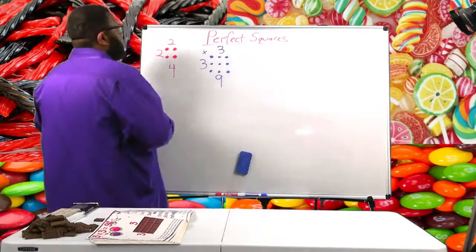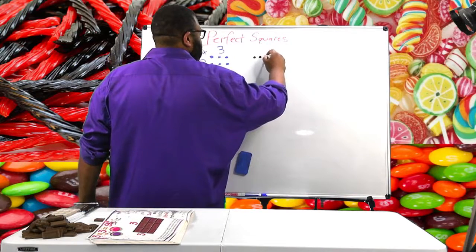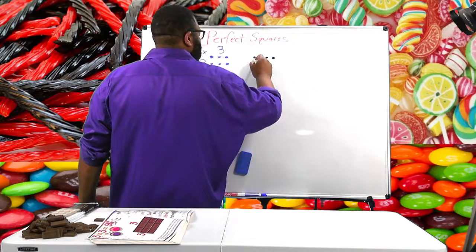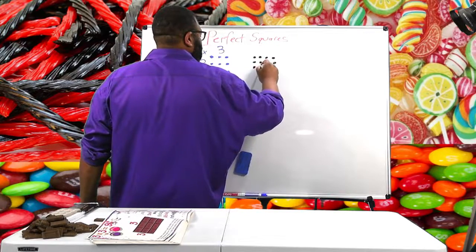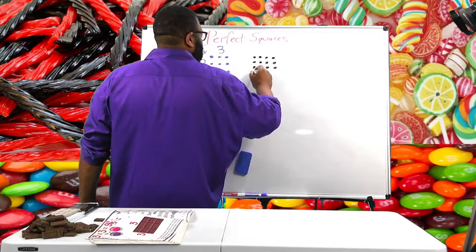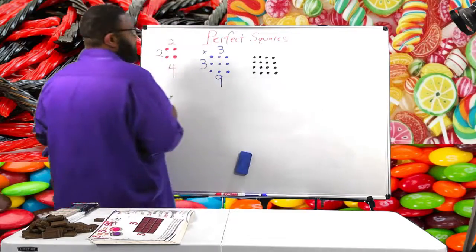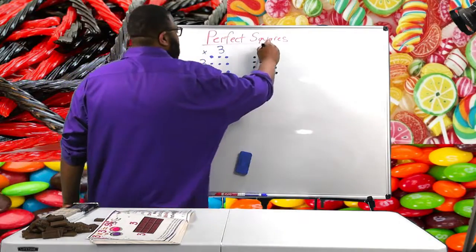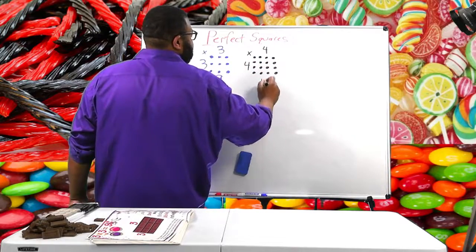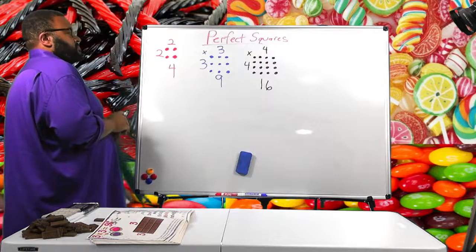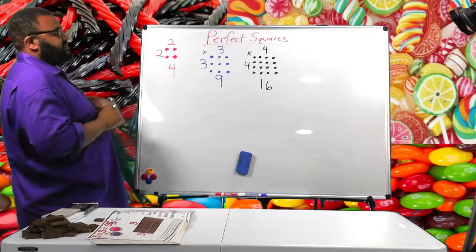Next one, a 4 by 4. 1, 2, 3, 4. All right, this is now a 4 by 4, and that gives us 16. So we got our 2 by 2. All these are perfect squares.